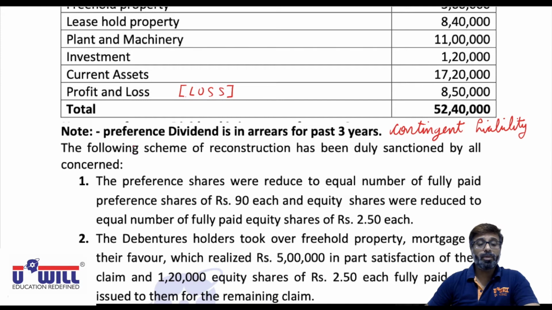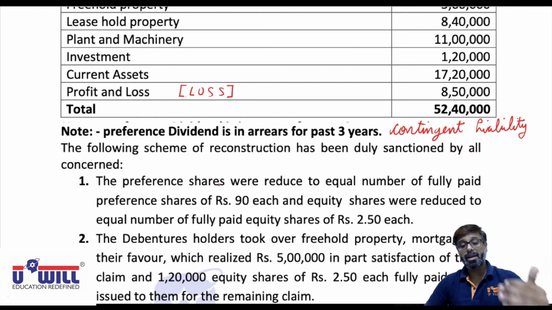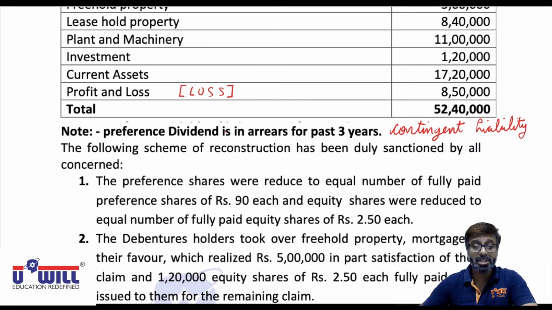Now, as we discussed earlier also, in this chapter we will not read the adjustments. We will directly read the main question, make the formats, and we will read the adjustments and solve them when we solve the question. So no need to waste time reading the adjustments. You can just read this sentence. The following scheme of reconstruction has been duly sanctioned by all concerned. This I have told you earlier. Along with the word reconstruction, if the new company's name is not given, then it is internal reconstruction. If the new company's name is given, then it is external reconstruction. Here no new company's name is given, means it is internal reconstruction.